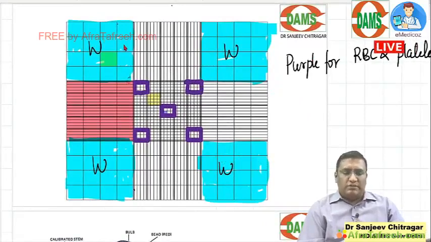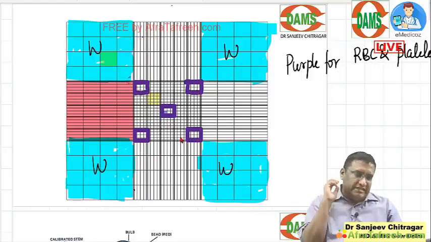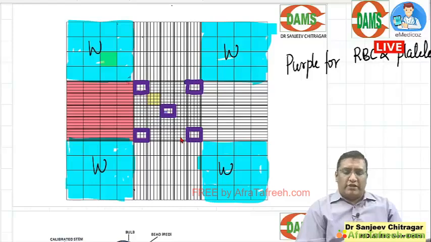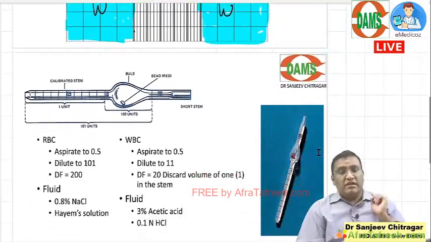Where do you count WBCs? In the 4 corners. These blue stained or light blue stained are your WBCs. And the purple squares I have drawn, 5 of them, are for the RBCs and platelets. RBCs and platelets are counted in the same chamber. For dilution, we use an RBC pipette and a WBC pipette. RBC pipette will have a 101 marking, WBC will have an 11 marking.